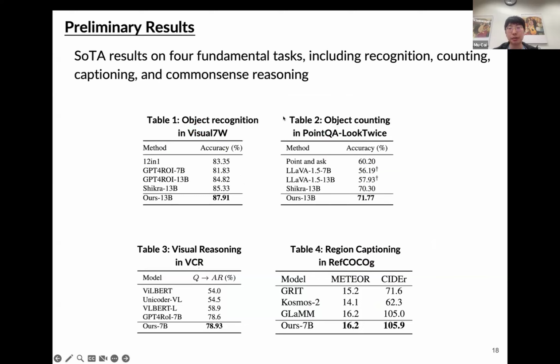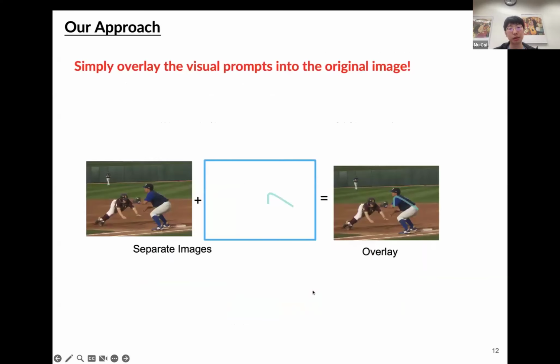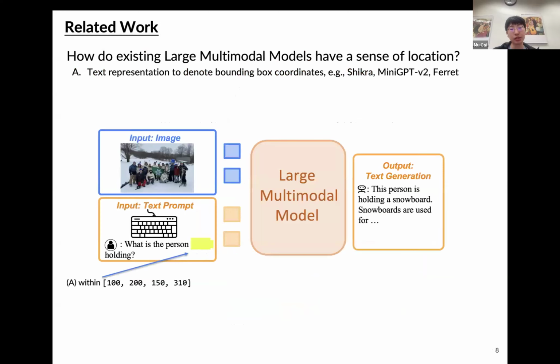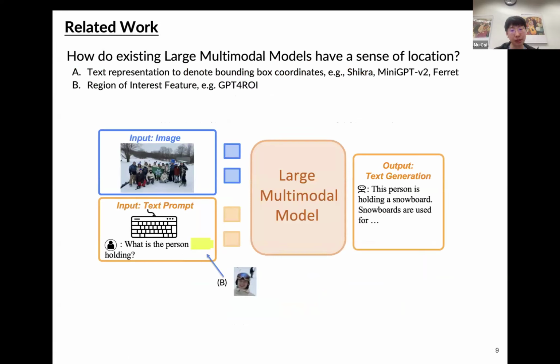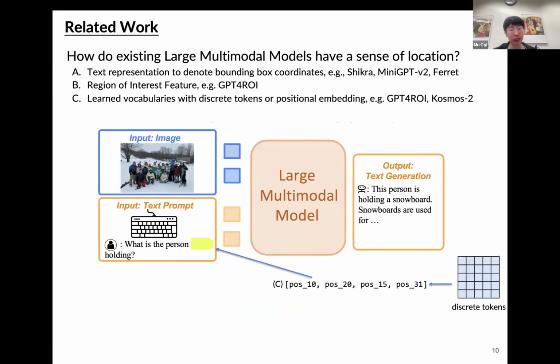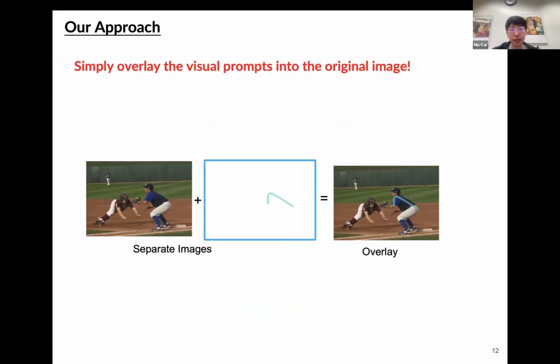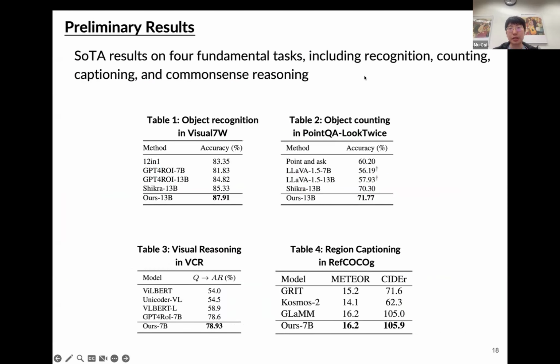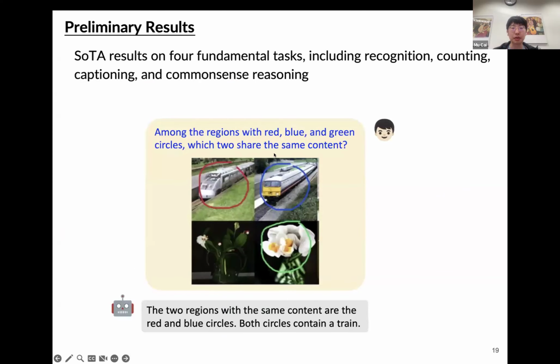We found that our simple technique could achieve state-of-the-art performance compared to previous work like GPT-4 ROI, Shikra, or Cosmos 2. So how do those methods do? Those methods, as I mentioned in related work, use either textual representation or ROI, or discrete tokens. Empirically, our simple technique achieves state-of-the-art performance.